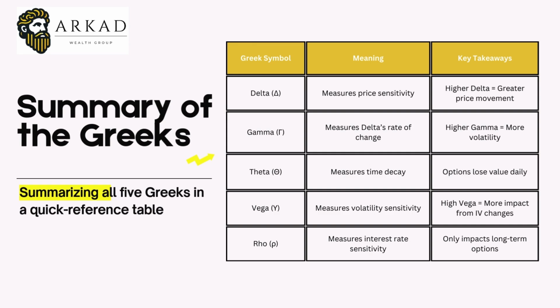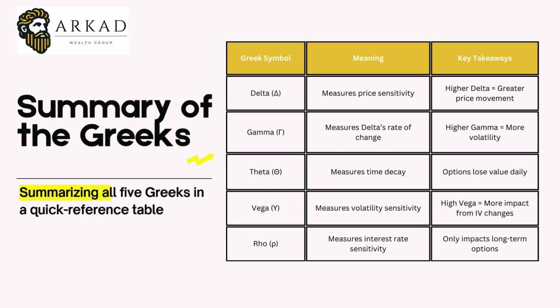Vega measures volatility sensitivity. Try saying that 5 times fast. High Vega equals more impact from IV changes. Rho measures interest rate sensitivity. Only impacts long-term options. So if you're trading day trades, you do not care about Rho. Simple as that. But by understanding these Greeks, traders can manage risk more efficiently and make smarter trades. More calculated trades, to be exact.